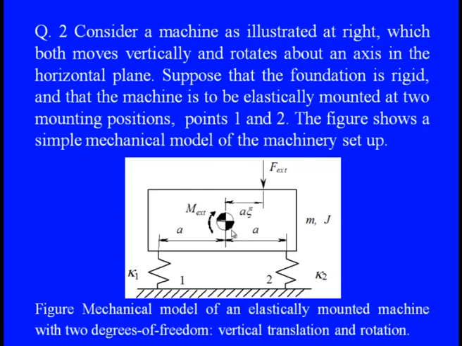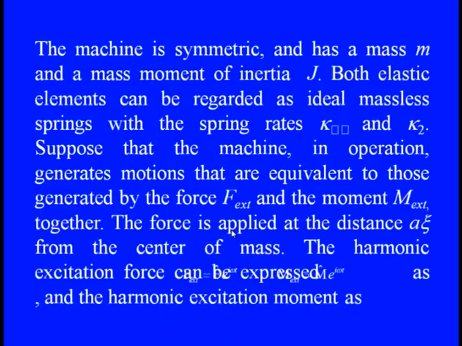As it is moving, we have the first mass m1, and second the moment of inertia, J. So the machine is symmetric. We know that, because if we were not considering it symmetric, certainly we would have unbalance or some kind of misalignment because of this rotation or translation. We can say it has mass m1 and the mass moment of inertia is J. Both elastic elements can be regarded as ideal mass-less springs. So we are not considering any mass, as generally we consider only the stiffness.